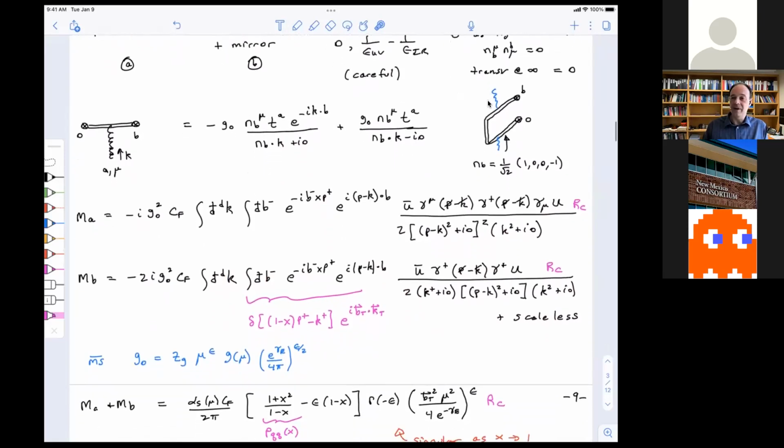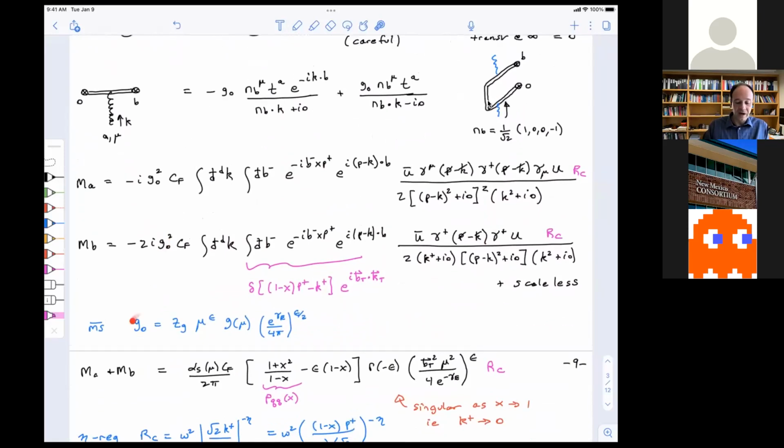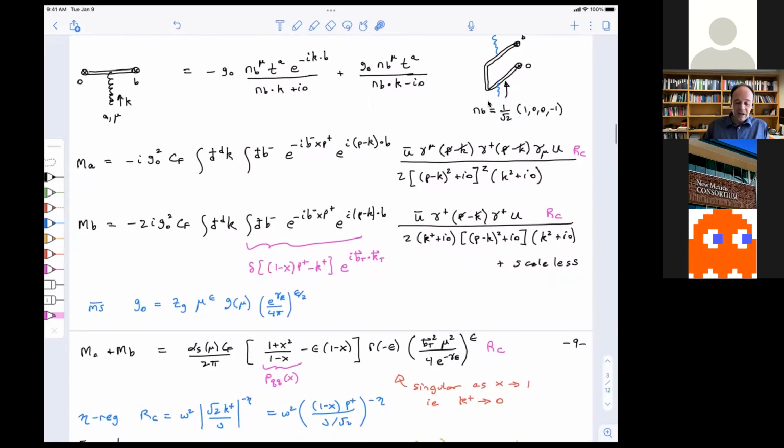So I haven't gone through the steps. There's more steps in the handbook. So we take the bare coupling, we replace it by our normalized coupling. We're going to work in an MS bar type setup. So the bare coupling is the renormalized coupling, which is dimensionless, times a factor of mu to the epsilon, and then some MS bar type factor that I have to put in. And then I just set things up and do these integrals and combine things together.